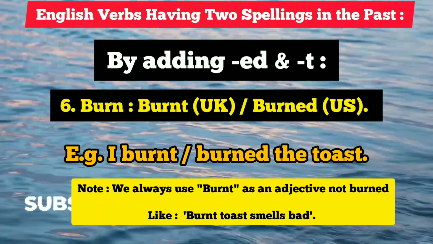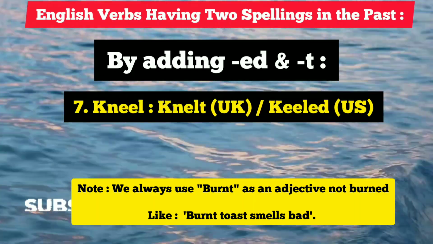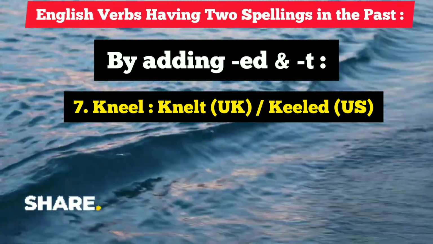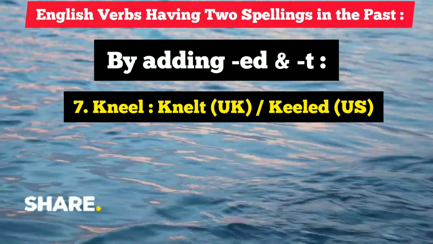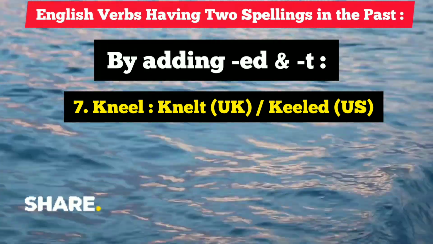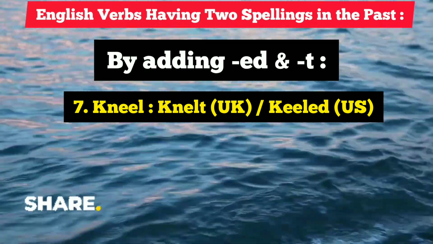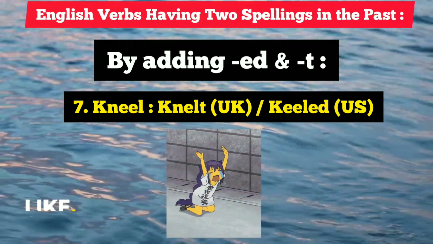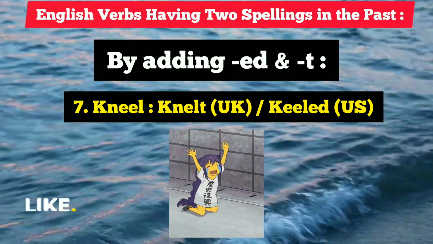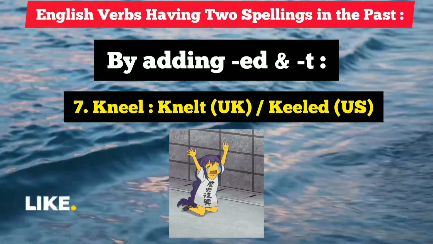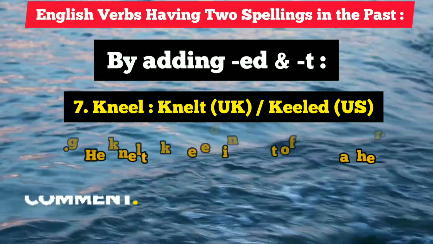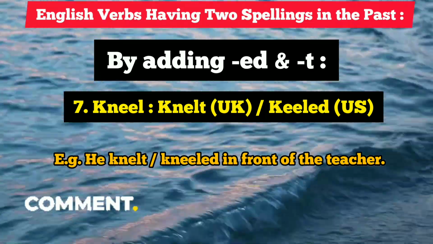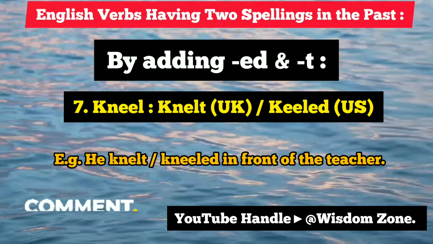So just remember. Up next we will dive into the next one, that is kneel. So again here we have two spellings. First is adding t, we are forming the past, that is common in British English, that is knelt, and second is kneeled, that is common in American English. Let me tell you the meaning. It means to go down into or stay in a position where one or both knees are on the ground, that is called to kneel. So as you see the example, he knelt in front of the teacher. We can also say he kneeled in front of the teacher. So I'm quite sure it's clear.